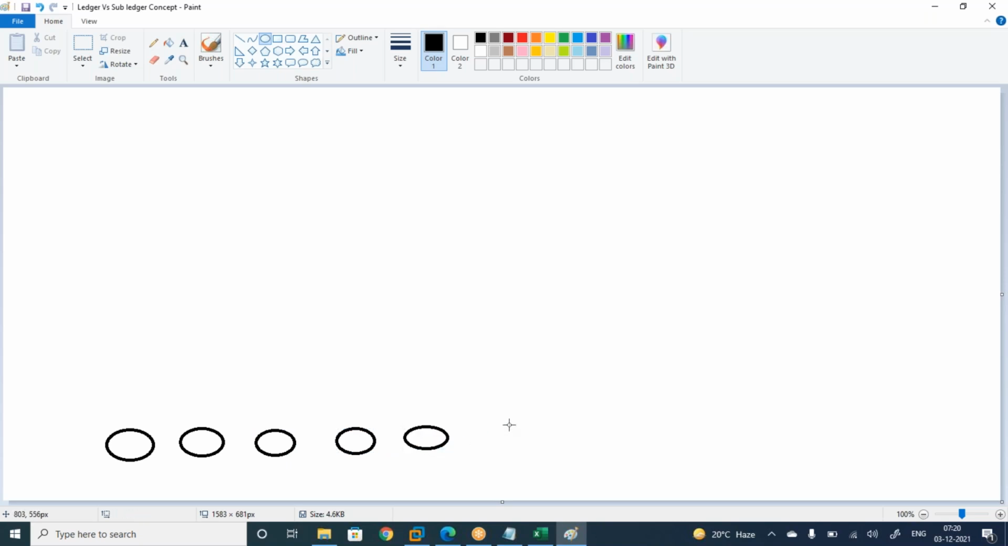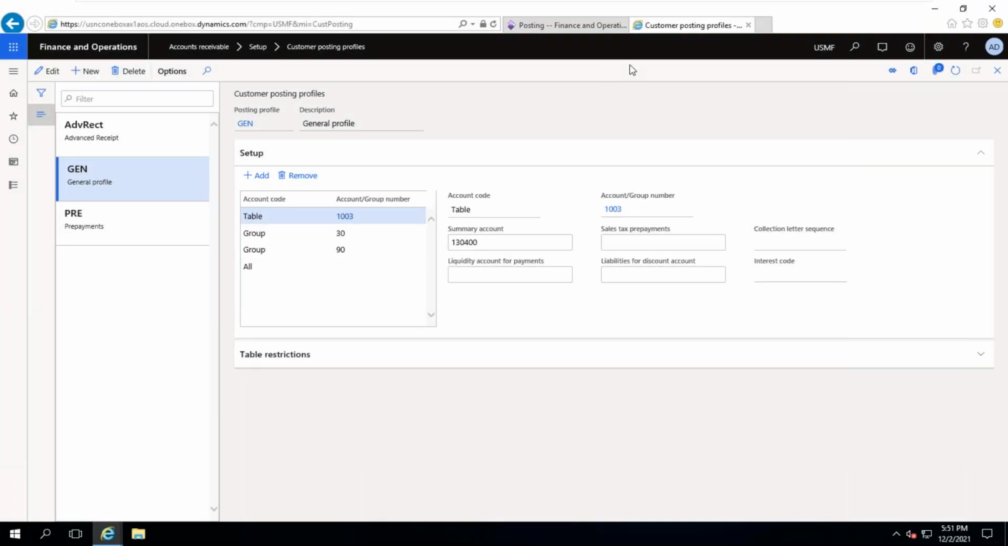Now if each customer's balance is shown in the trial balance as a one-to-one ledger account, then it will be a hectic job. Suppose 1000 customers' data is there, and all 1000 customers are shown one by one in the trial balance. Let me show you.